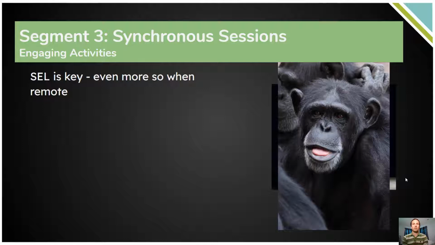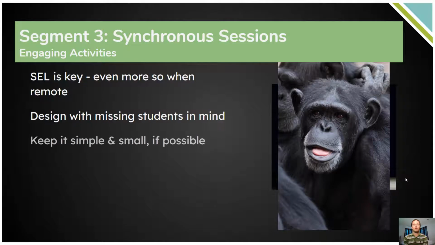A lot of research and reports have come out about this, and it's important in face to face settings, but even more so when we are remote and students might be experiencing higher levels of negative emotions. As we're designing these live sessions, how are we going to account for the students who are missing? Keep it simple, especially at the start, and as small as possible, as the bigger the group, the harder it is to manage and facilitate. And if we're sharing out recordings, we really want to be careful with that.